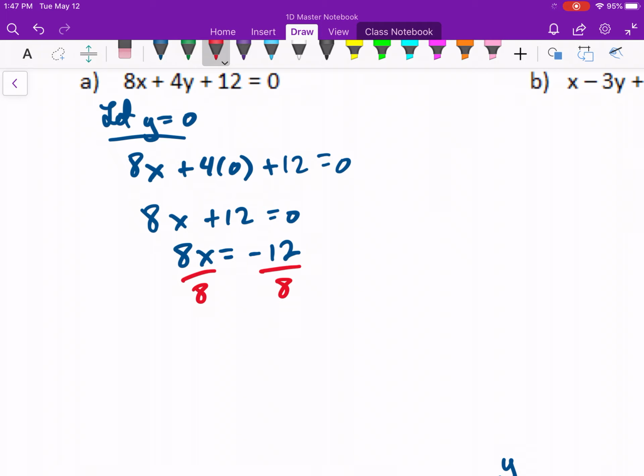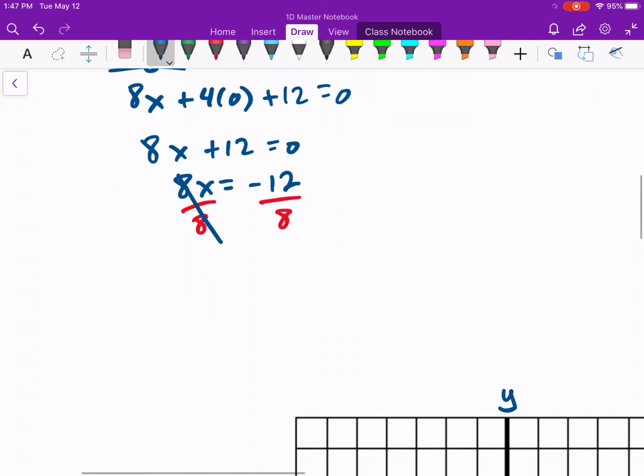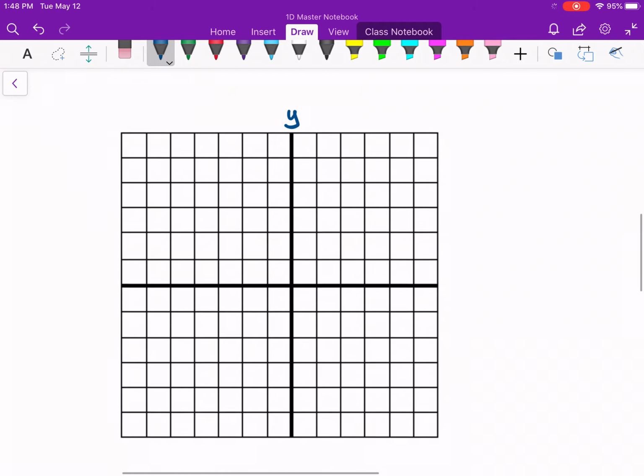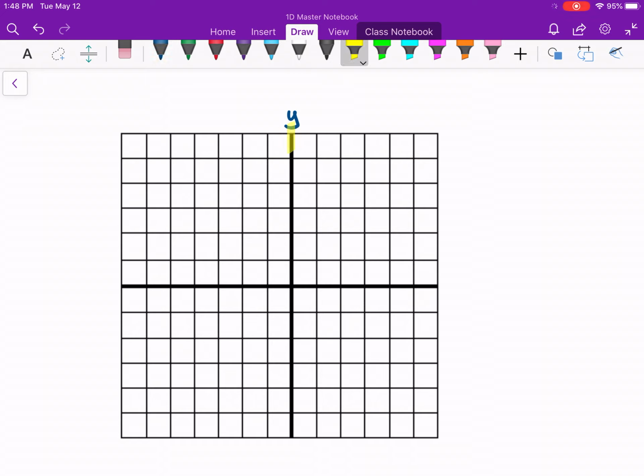I like to use a different color just for that step so you can see it's a separate step. x equals negative 12 over 8, which you would never leave as an unreduced fraction. That reduces to negative 3 over 2, or for graphing purposes, negative 1.5 would be even more useful. When we're graphing, decimals can be more useful than improper fractions. So that's my x-intercept. I'll come back to that in a second, because I also need to get the y-intercept.